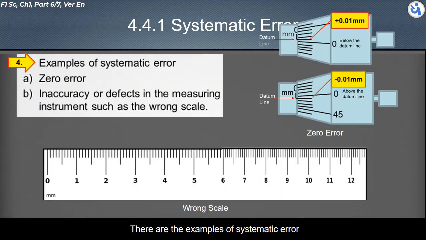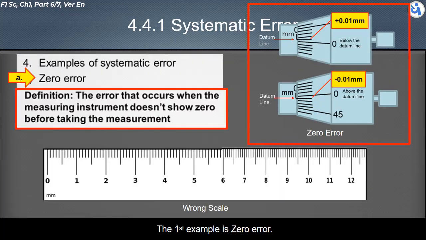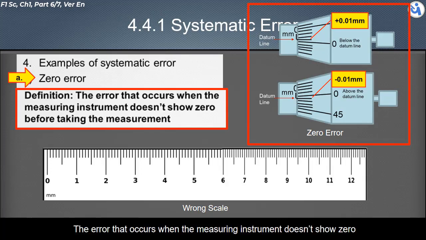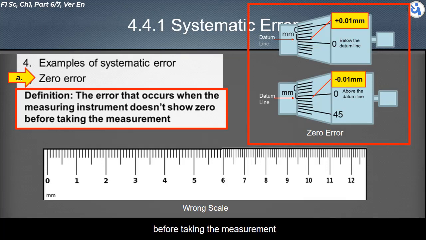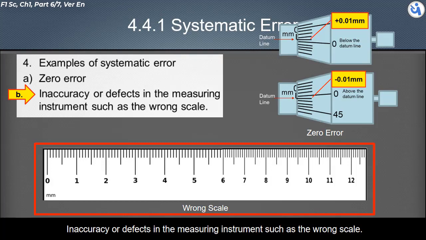There are examples of systematic error. The first example is zero error. This is the error that occurs when the measuring instrument doesn't show zero before taking the measurement. Another is inaccuracy or defects in the measuring instrument, such as the wrong scale.